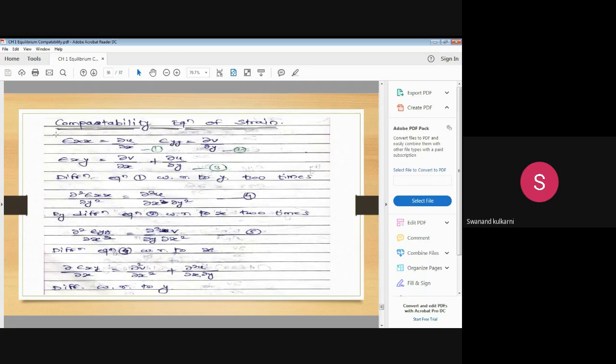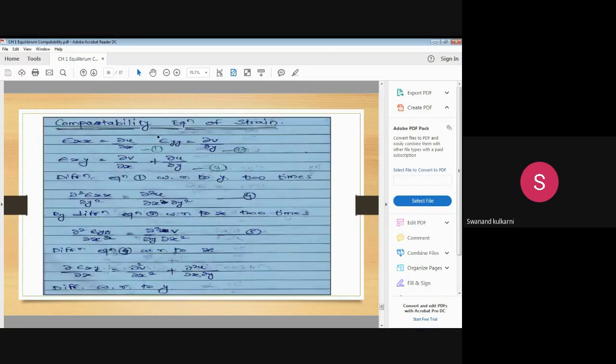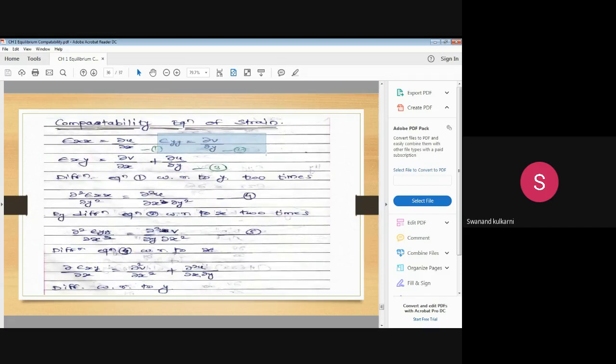here once again we will see that epsilon xx is equal to dou u by dou x, epsilon yy is equal to dou v by dou y. So step by step, the equations are numbered here. Epsilon xx is dou u by dou x, this is equation number 1. Epsilon yy is equal to dou v by dou y, this is equation 2. Then epsilon xy is dou v by dou x plus dou u by dou y, the shear strain.